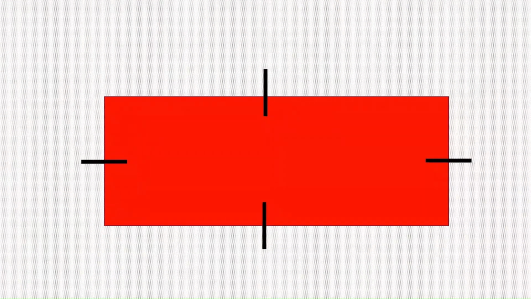A rectangle has four sides. Let's count them. 1, 2, 3, 4. Big rectangle.